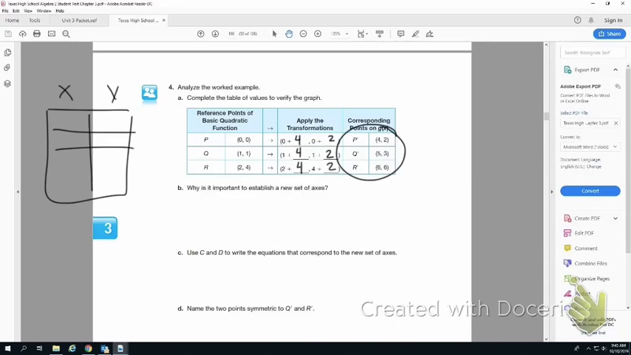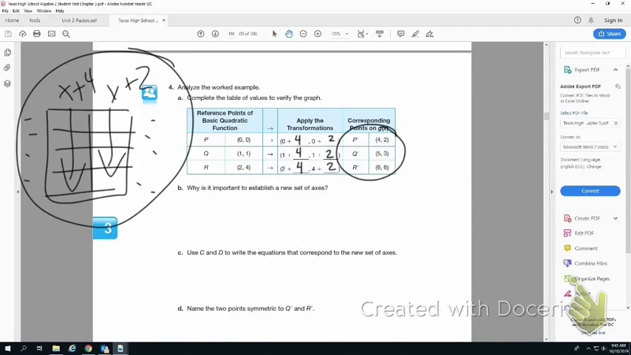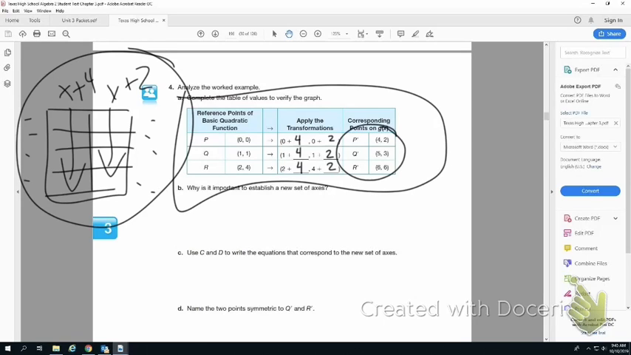Now, guys, the way they have this written here, and I don't care which way you do it, is the same as what I was showing you at the beginning, where you've got your parent function points out here. You would add 4 to all the x values, add 2 to all the y values to get your new points. This is the way we did it whenever we were talking absolute value. This is set up just a little different, but you can do whichever way you want.